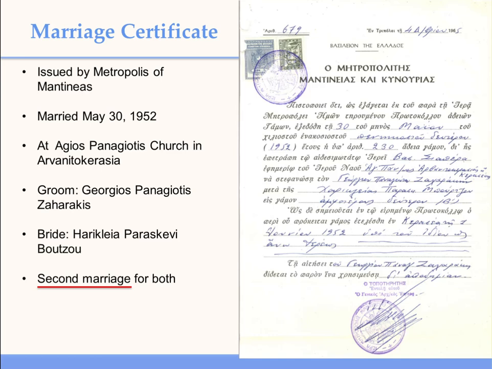Hariklia's file also had a marriage certificate issued by the metropolis. It gives us the marriage date. It gives us the church and the village that she was married in, her husband's full name, and her name, maiden name for the surname, and first given names, Hariklia Paraskevi Voritsu. It also provides another critical piece of information that this is the second marriage for both Yorgos and Hariklia. Again, this came from Greece, from the metropolis. This information was in Hariklia's alien registration file.